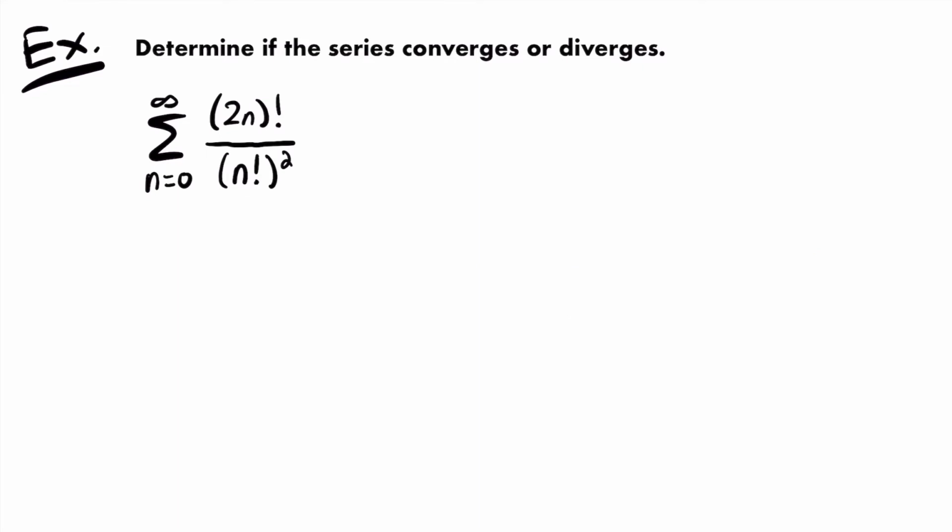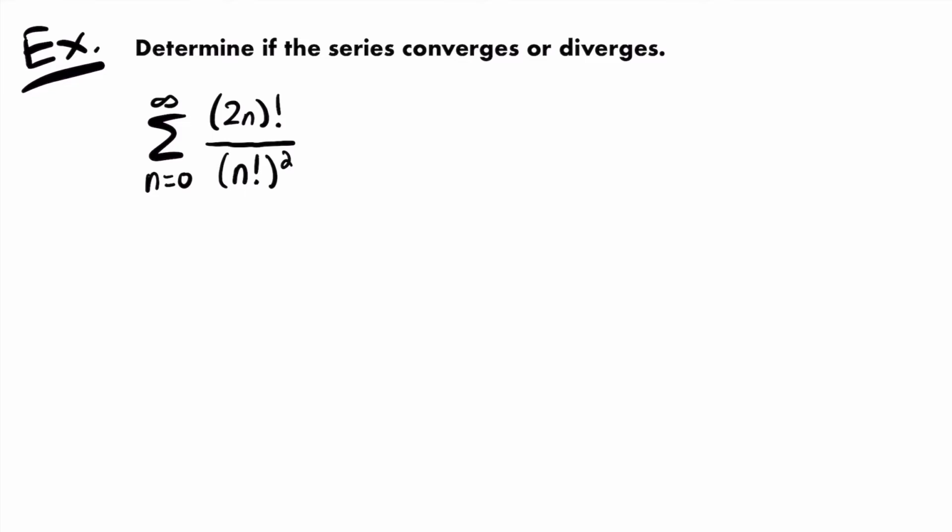Okay, so next up we want to determine if this series converges or diverges. We have the sum from n equals 0 to infinity of 2n factorial divided by n factorial squared. Now this looks insanely complex, but it's actually not as bad as it looks. Right away, when you see a factorial in the numerator and denominator, you can immediately decide to use the ratio test. The ratio test is very good for a series with factorials.